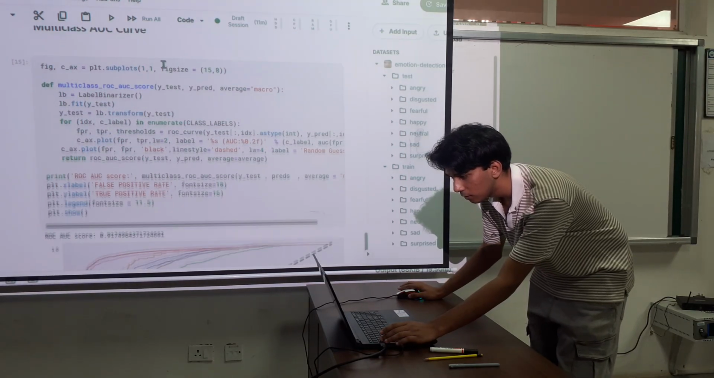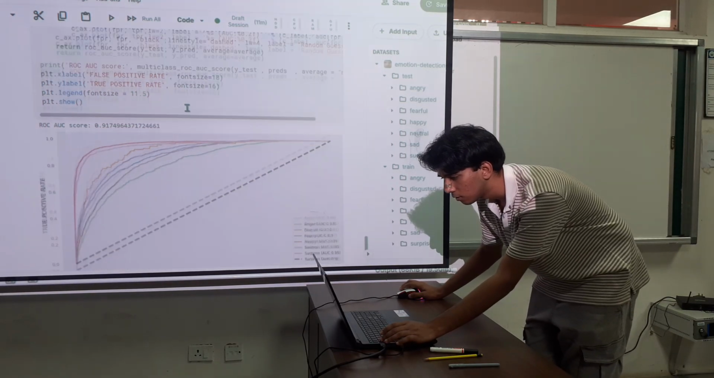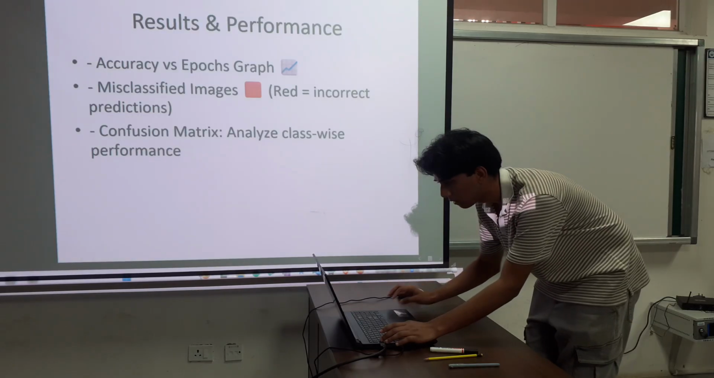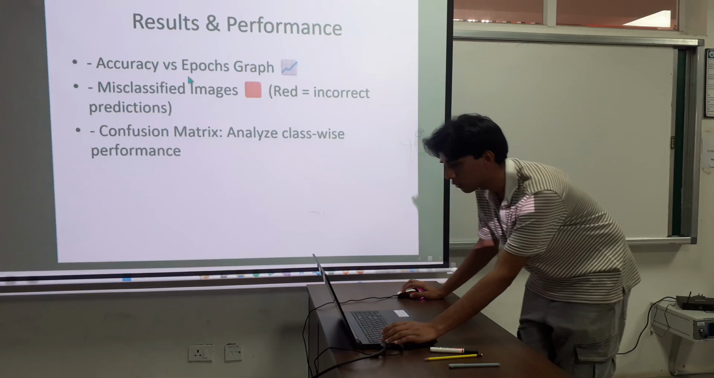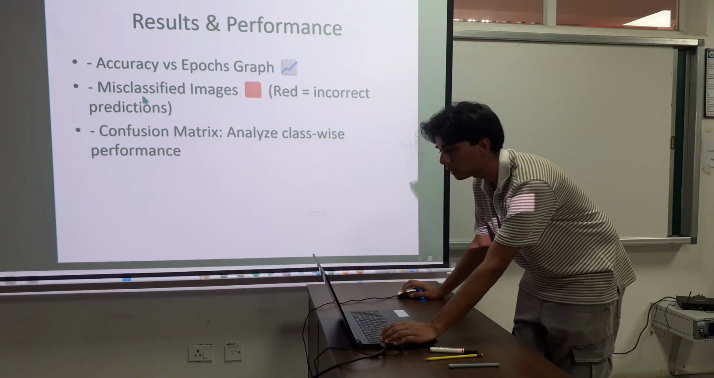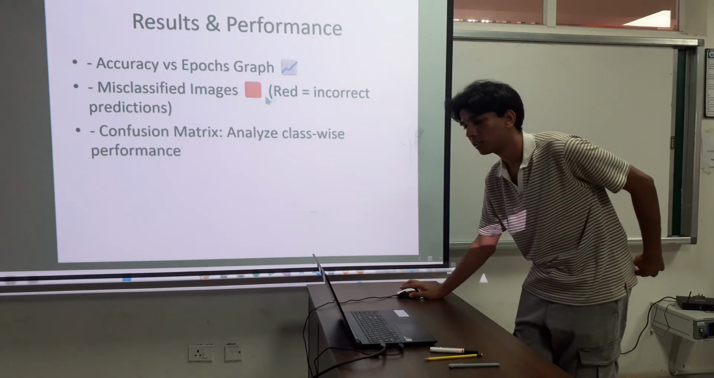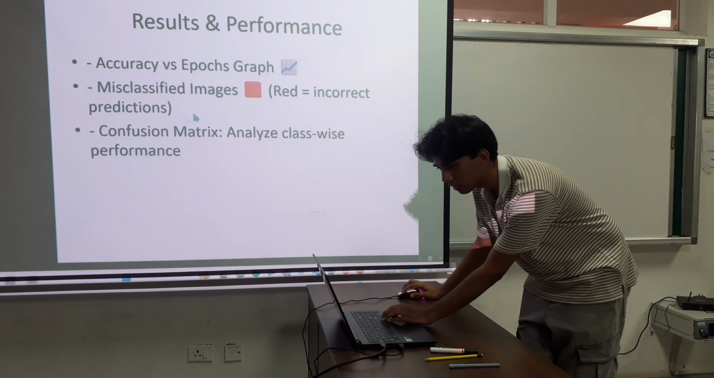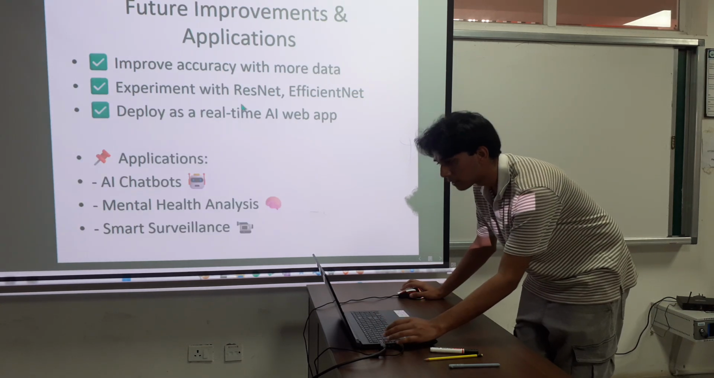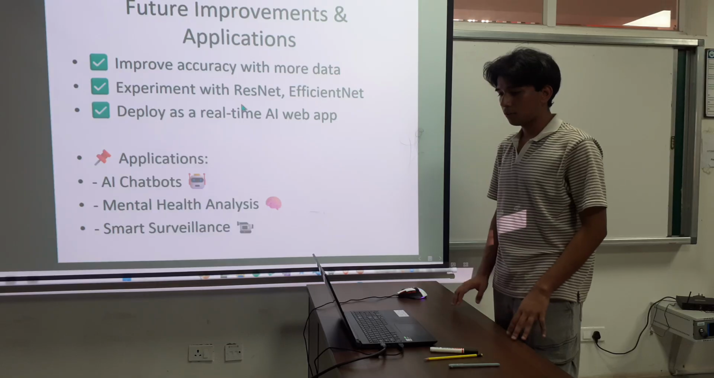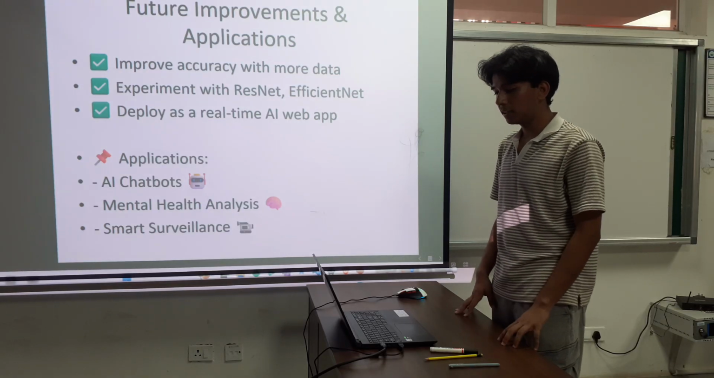And then we draw this AUC curve, which we use in analysis. Here, as we can see, this is the accuracy and epoch graph, and misclassified images are marked in red. The incorrect predictions have been marked in red. So this is the conclusion point of this PPT.